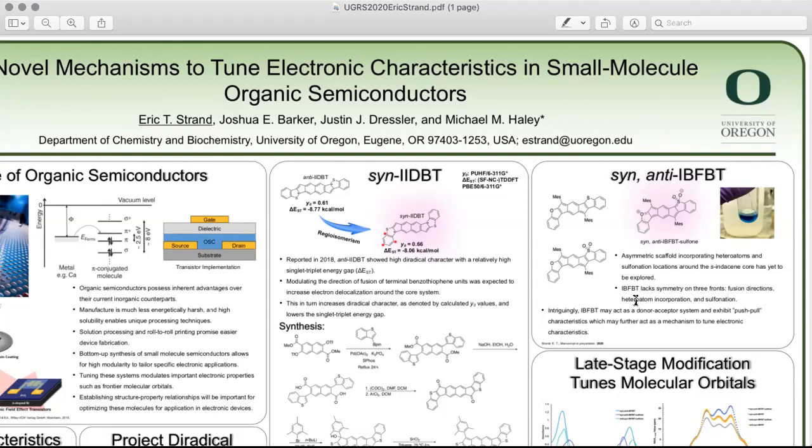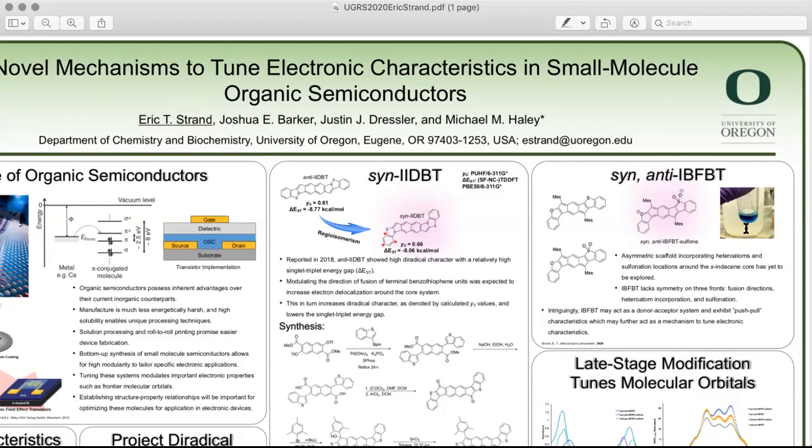It's not possible. So intriguingly, IBFBT might be able to act as a donor acceptor system because we have these regions of high electron density and low electron density, and that could exhibit push-pull characteristics, which may indeed further act as a mechanism to tune these electronic characteristics.